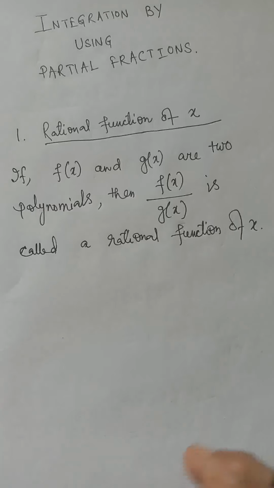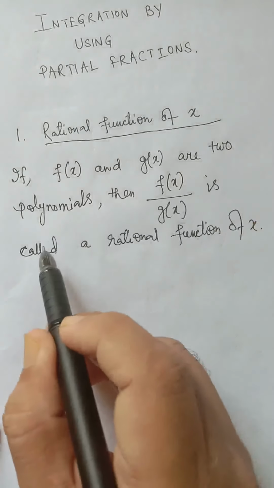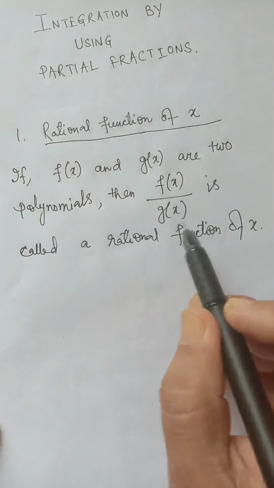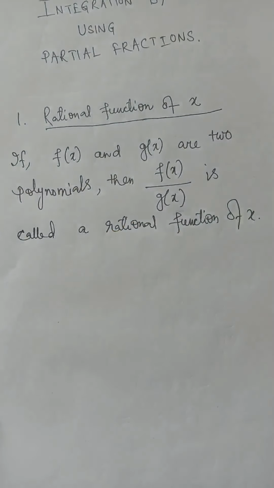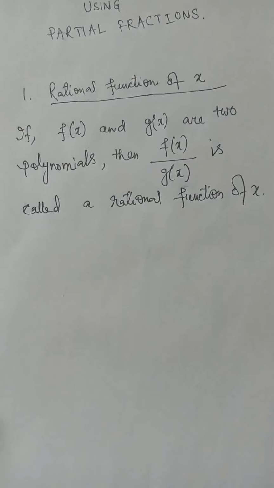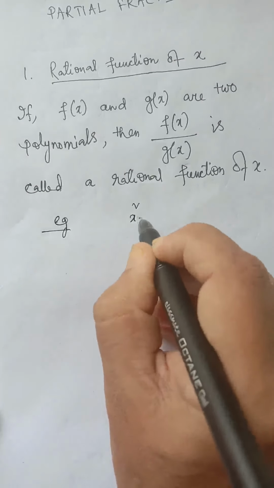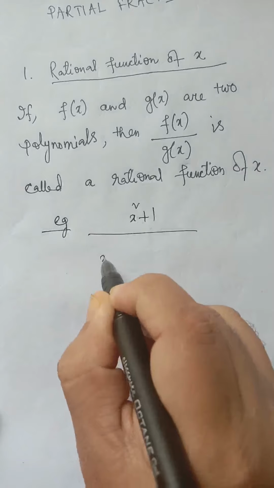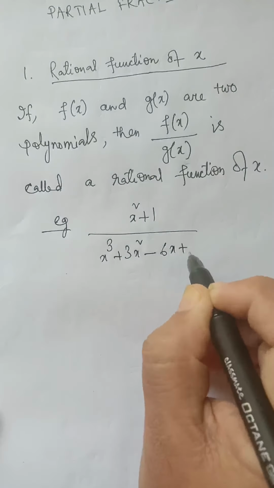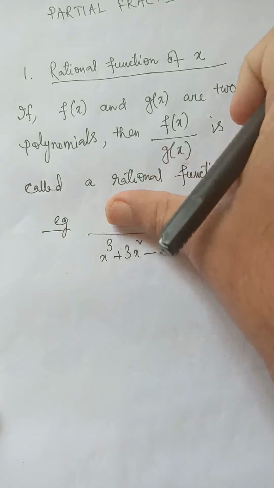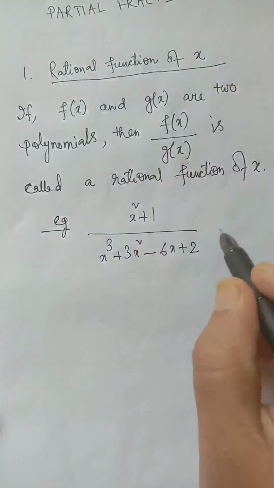First, rational function of x. If f(x) and g(x) are two polynomials, then f(x) by g(x) is called a rational function of x. For example, (x square plus 1) divided by (x cube plus 3x square minus 6x plus 2). A polynomial divided by another polynomial is called a rational function of x.